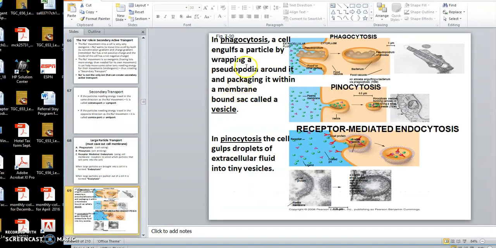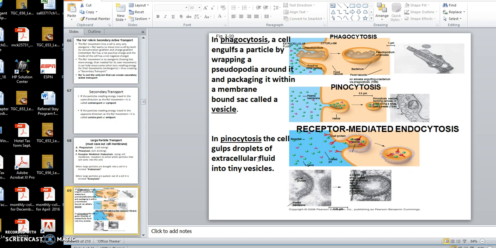Here's an example of phagocytosis. In phagocytosis, you engulf a particle. You create these false feet known as pseudopods. The substance comes in, and this closes around it and brings it into a vesicle or vacuole. Kind of read on that. It's bringing in solids. In pinocytosis, you're bringing in more liquid droplets. They come in, and you close behind it.